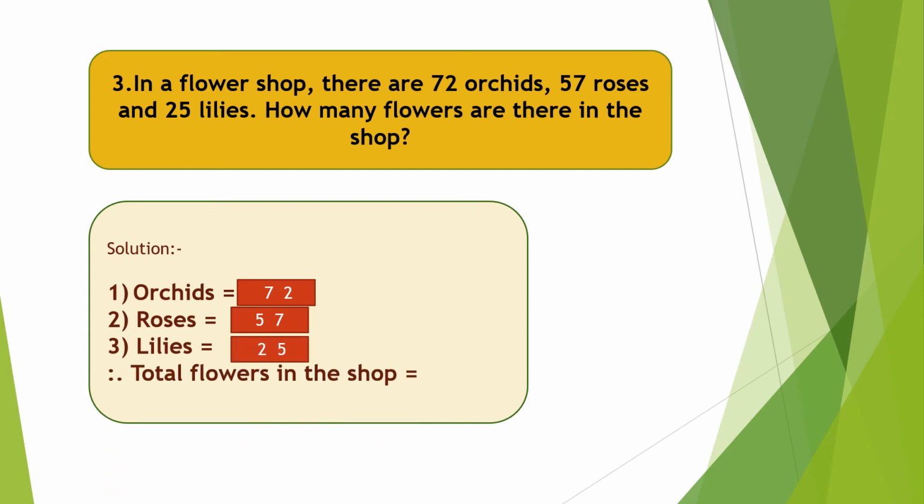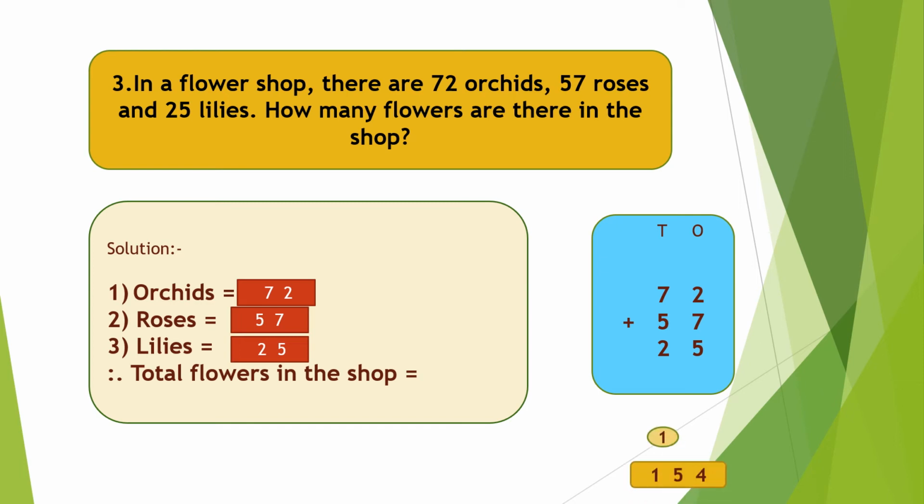So therefore, total flowers in the shop. What we need to find out? Total flowers in the shop. Draw a solution box. Write 72 plus 57 plus 25. So add them, children. What is your answer? We get 154. So therefore, total flowers in the shop equals to 154. So here we have found out how many flowers are there in the shop. That is, our answer is 154.